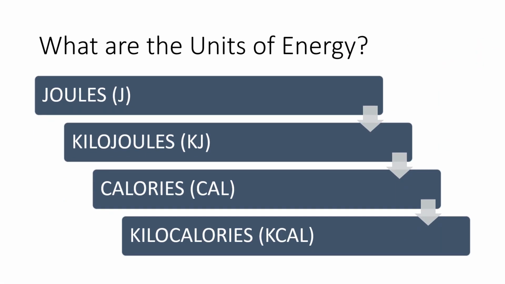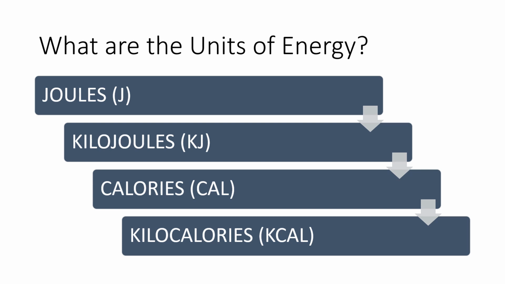So what are the units of energy? Well, to start, we have the joule and the kilojoule, and these are units of work. The joule was named after a British scientist named Sir Prescott Joule, and the kilojoule is going to be defined as the amount of work required to move a 1 kilogram object 1 meter under the force of gravity. So again, these are measures of energetic work.